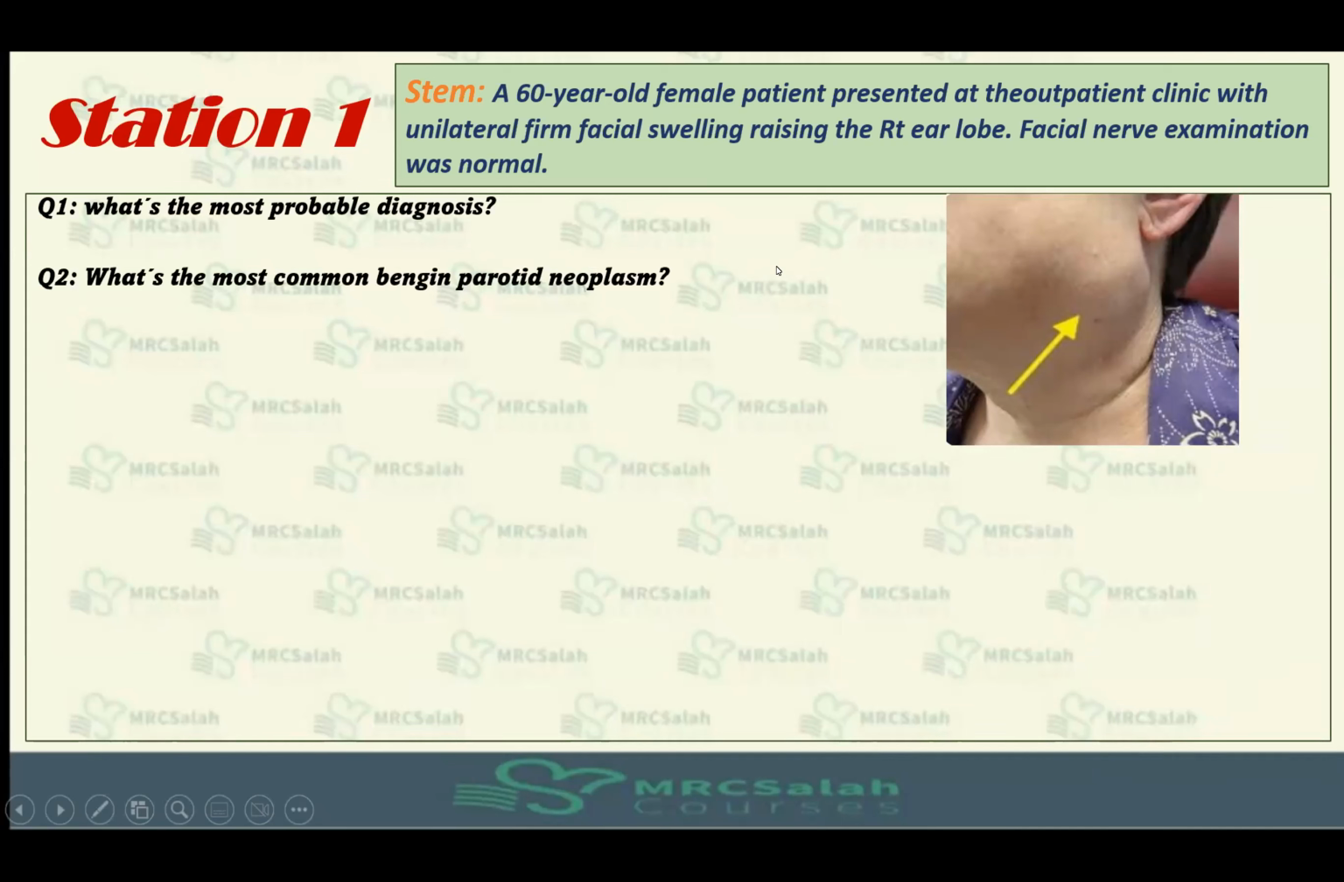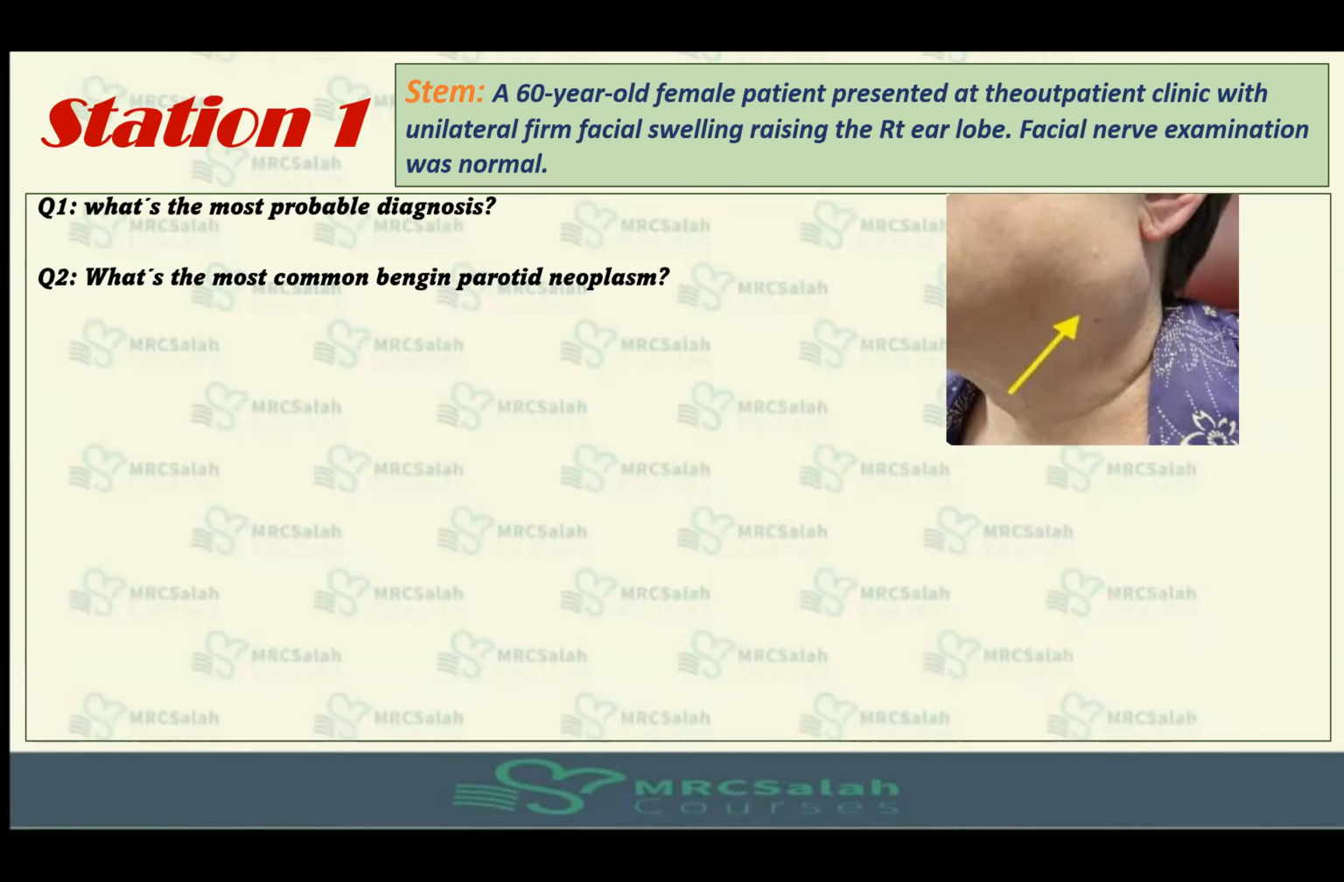Okay. We have a 60-year-old female patient presented at the outpatient clinic with unilateral firm facial swelling, raising the right ear loop. Facial nerve examination was normal. So first question, what's the most probable diagnosis?